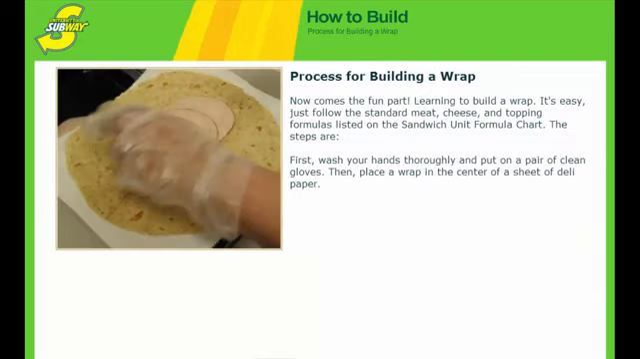Now comes the fun part, learning to build a wrap. It's easy, just follow the standard meat, cheese, and topping formulas listed on the sandwich unit formula chart. The steps are: first, wash your hands thoroughly and put on a pair of clean gloves. Then, place a wrap in the center of a sheet of deli paper.